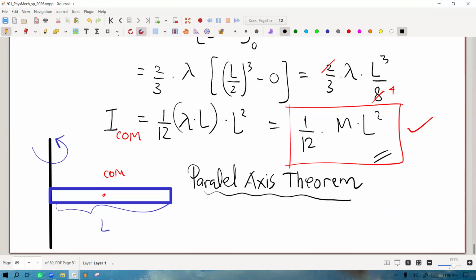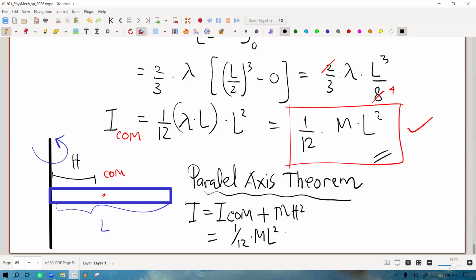So the new inertia is equal to I at COM plus m h squared. H is the displacement here. In this case, h is half of L, right? And then we can calculate the new inertia: 1 over 12 m L squared plus m times L divided by 2, squared.